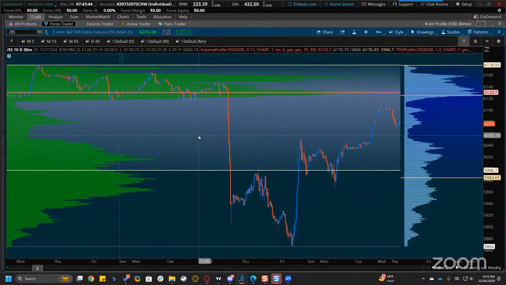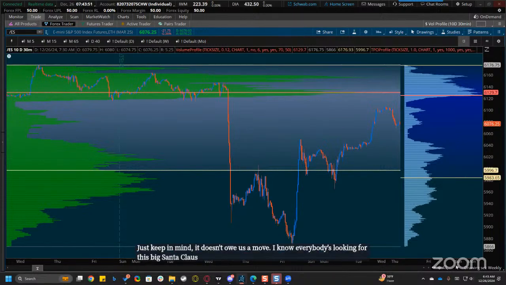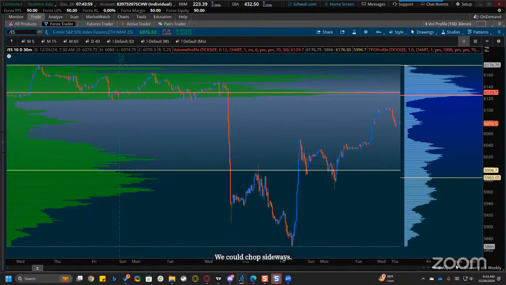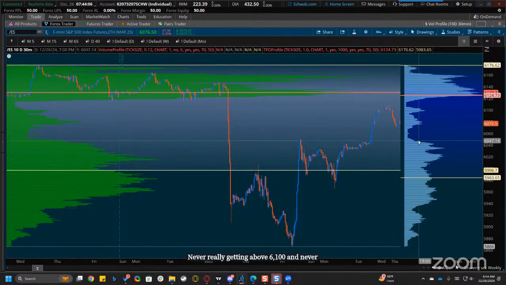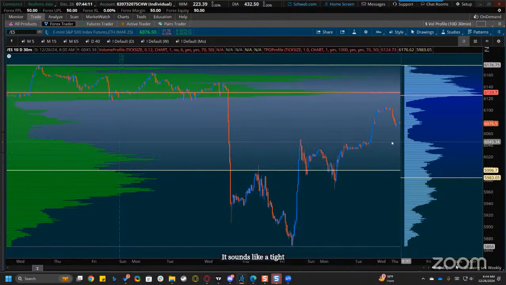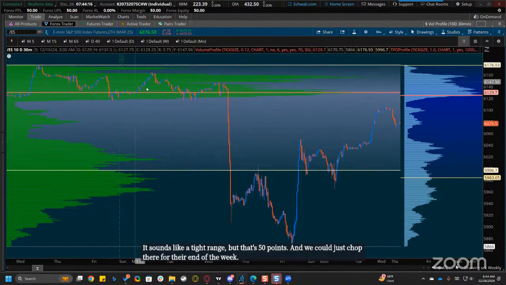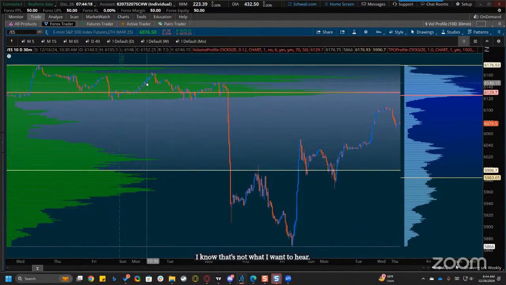Just keep in mind, it doesn't owe us a move, right? I know everybody's looking for this big Santa Claus rally type move, but it doesn't owe us anything. We could chop sideways into the end of the day, the end of the week, right? Never really getting above 6,100 and never really getting below, say, 60-50. It sounds like a tight range, but that's 50 points, and we could just chop there for the end of the week. I know it's not what I want to hear. It's probably not what you want to hear.